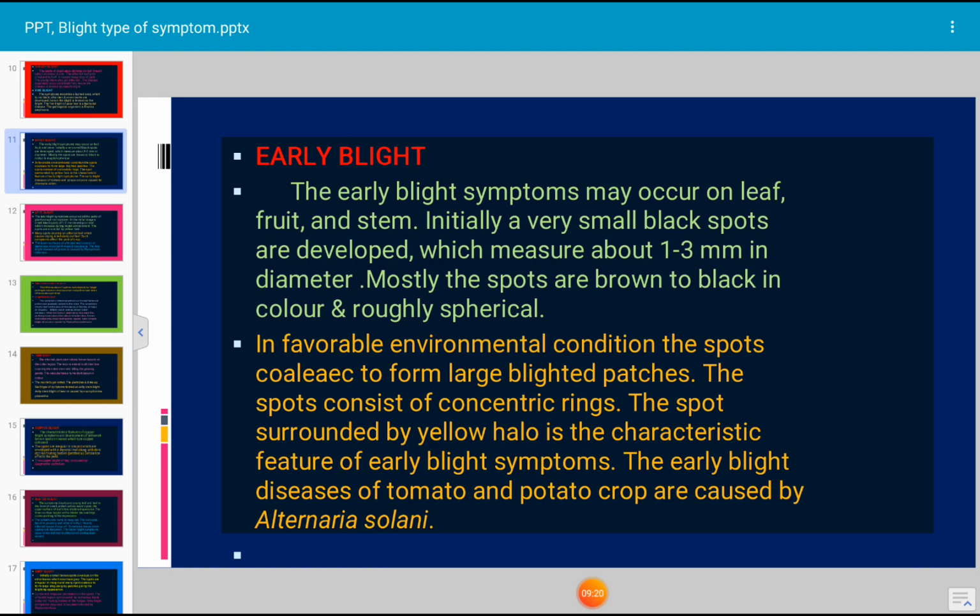The spot surrounded by a yellow halo is a characteristic feature of early blight symptoms. The presence of concentric rings is also a characteristic feature of early blight symptoms, which is caused by Alternaria solani. The early blight disease of tomato and potato is caused by Alternaria solani.